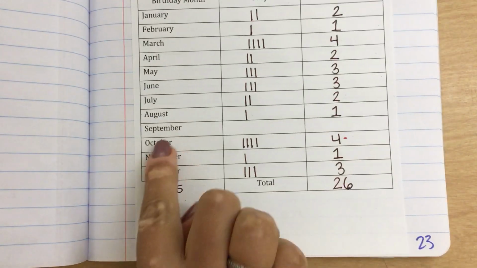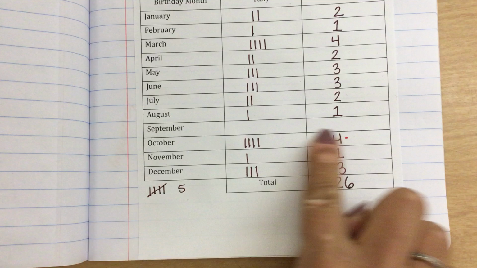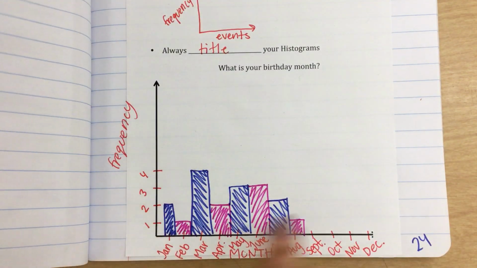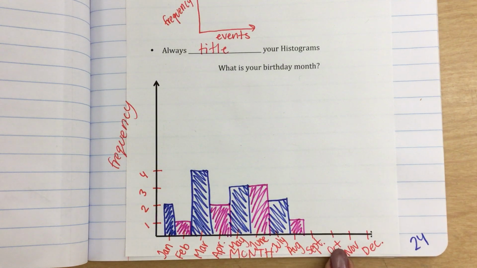September didn't have anything. As you guys saw on the graph, it doesn't have anything. So we're just not going to do anything for September. We're not going to write a bar for it. And we're moving on to October.